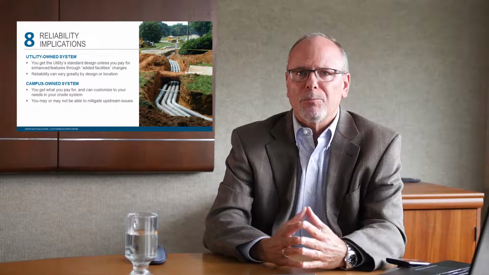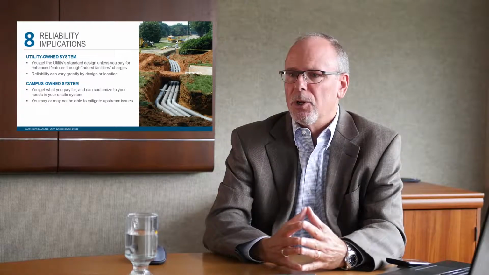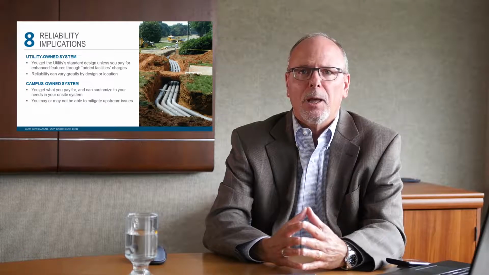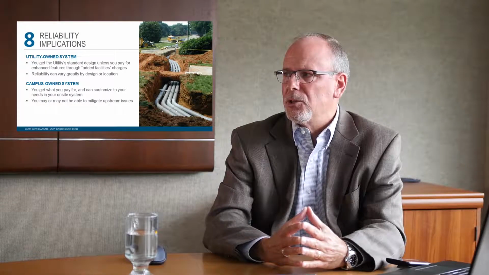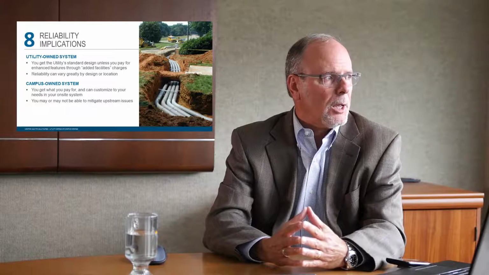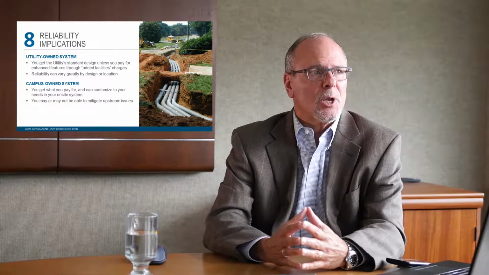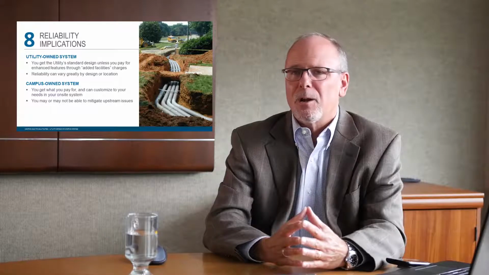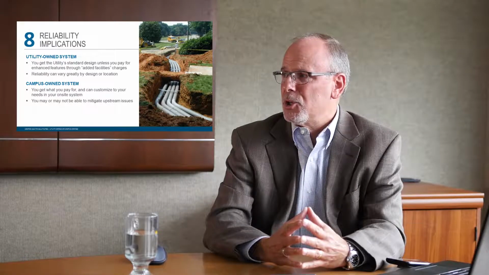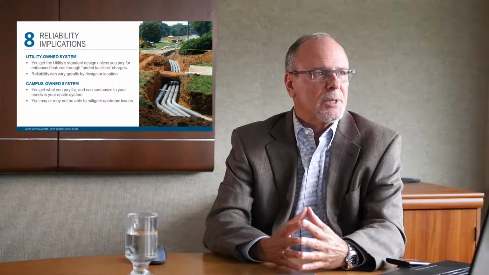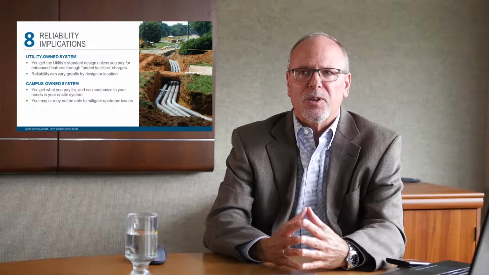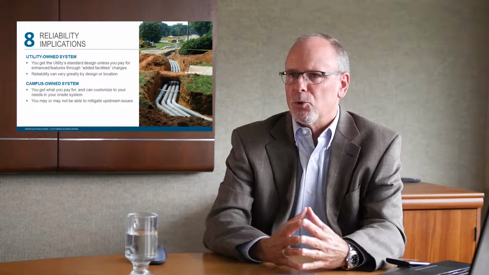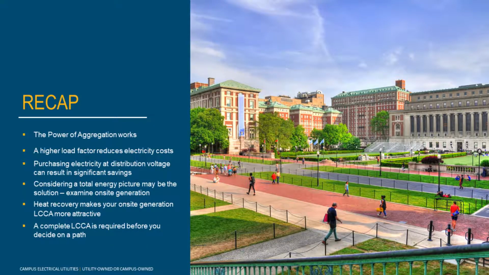If you put in your own system, you get what you pay for. You can build in as much redundancy as you can afford and as much as you want, and it can be custom tailored to your needs. You may or may not be able, however, to mitigate upstream issues. So if you're connected to a poor reliability distribution line that also serves, say, 7 subdivisions and a shopping center, runs down a busy street and gets hit by a car once or twice a year, there's not much you can do on site to make that go away. So you may be able to negotiate with your utility to get an express feeder or a more reliable source brought to your site. So that's the end of our presentation material.